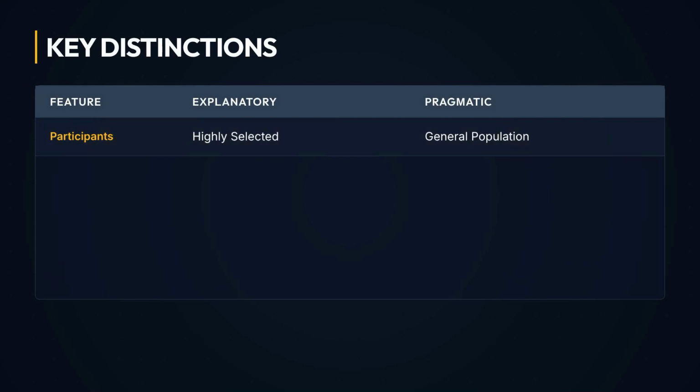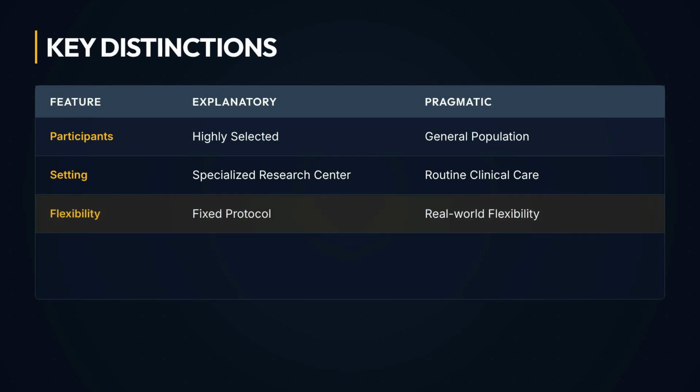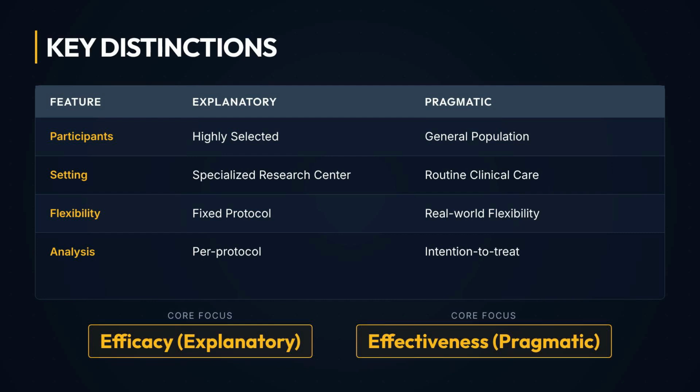In an explanatory trial, participants are highly selected. In pragmatic trials, they represent the general patient population. The setting for explanatory is specialized. For pragmatic, it's routine care. Explanatory trials require strict adherence to a fixed protocol, while pragmatic trials allow for the flexibility seen in real-world practice. Finally, explanatory trials often use per-protocol analysis to see what happens when the drug is taken correctly, while pragmatic trials use intention-to-treat analysis to capture the reality of missed doses and dropouts.